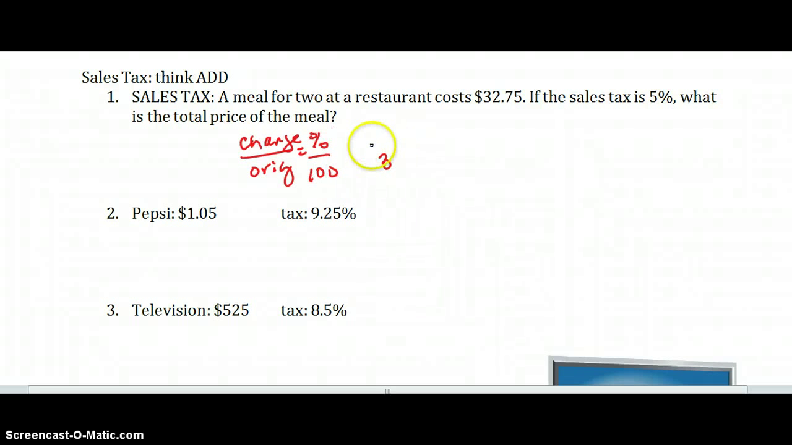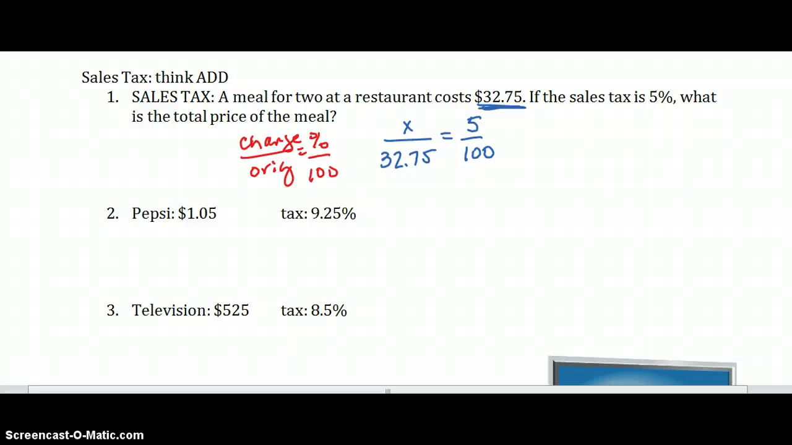So let's change colors. So we have $32.75. That's our original price. And we know that it's 5% for tax. And we want to know how much money that's going to be. How much are we going to need to add to our bill? Because this was the total cost before tax. And so after tax is what you really need to know.